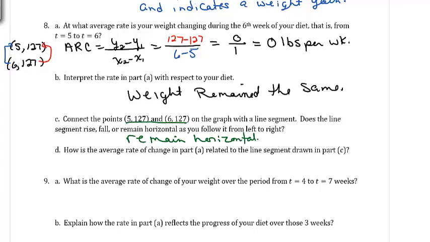How is the average rate of change in part A related to the line segment drawn in part C? An average rate of change of 0 would indicate a horizontal line segment. It also means that our weight didn't change.